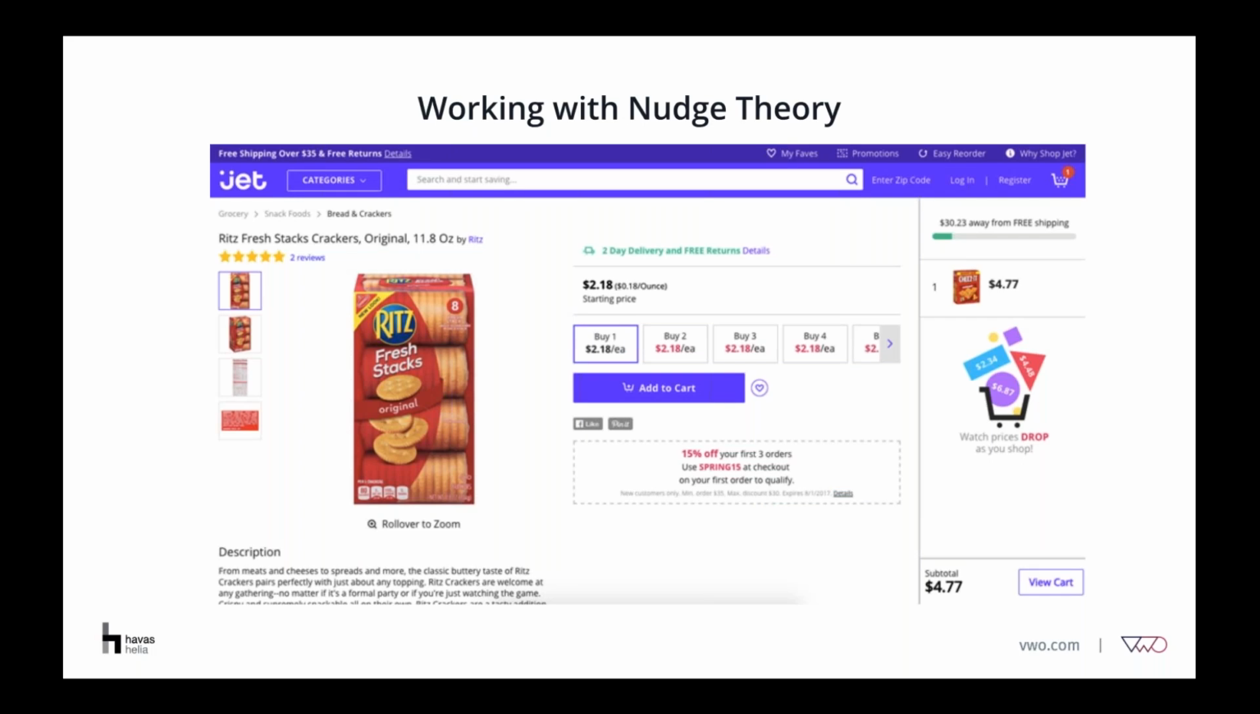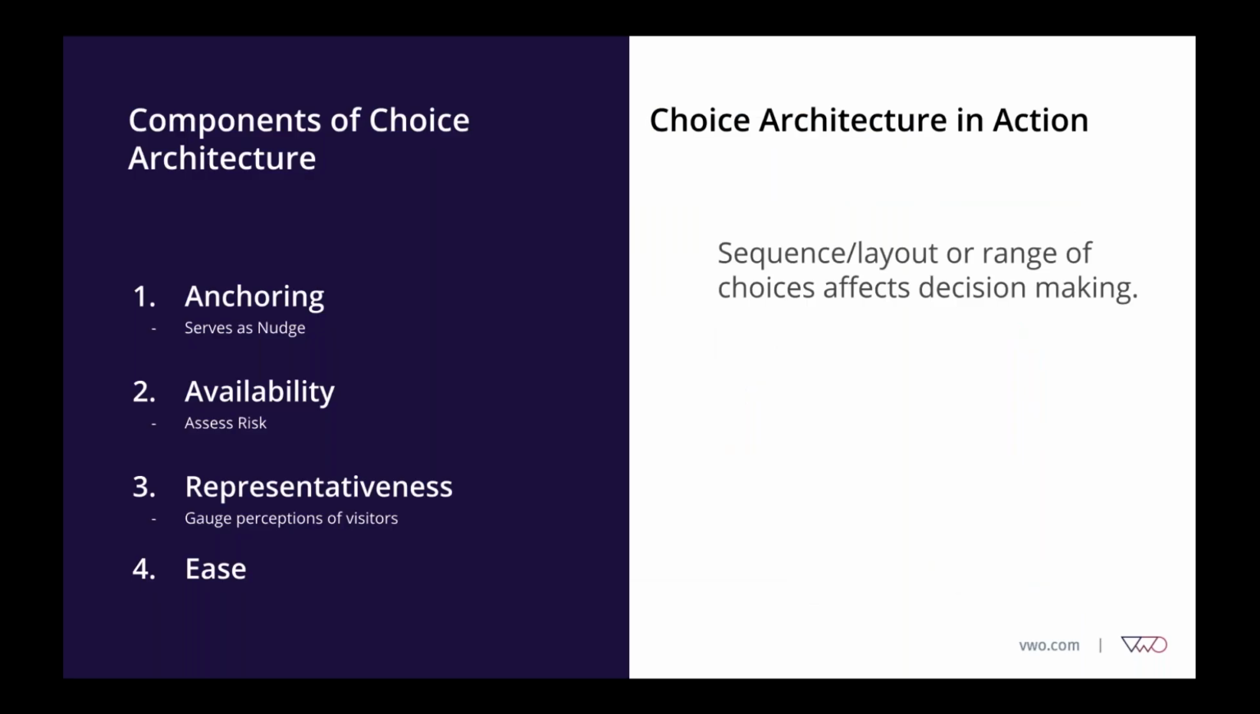Another form of nudge could be used in terms of cross-selling and upselling your product. Taking an example of this e-commerce website, which is selling cracker biscuits, as you can see, it says that if you buy one pack of cracker biscuits, there's going to be no discount. But if you buy more than one pack, maybe two packs or three packs, then you can apply their ongoing offer, which is Spring 15, and get a 15% discount. So these are a few ways you can use different nudges on your website, which can help you improve your conversion rates and build into your overall revenue pipeline.